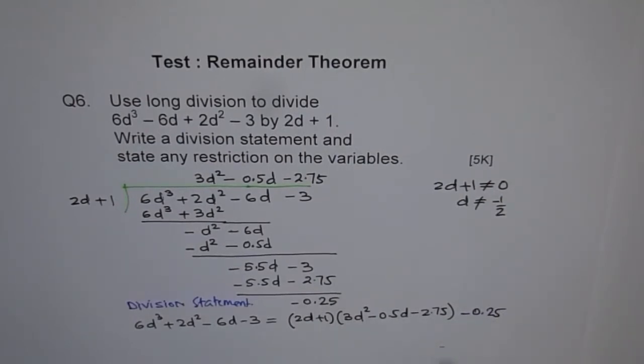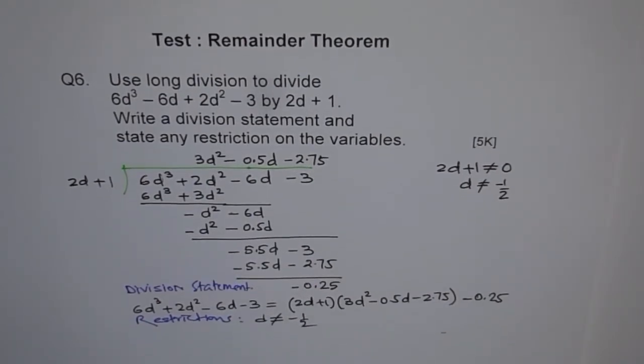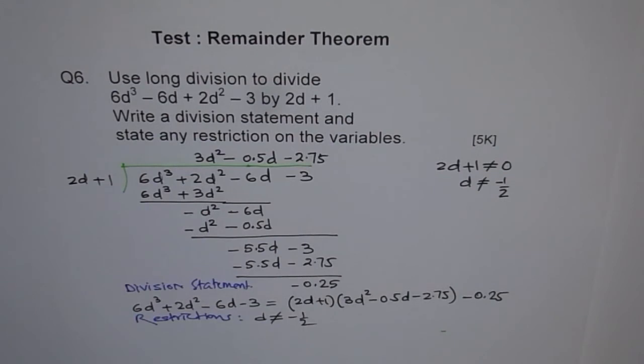That's what. And what are the restrictions? Restrictions are that d cannot be equal to minus half, right? So that's our solution. Have a good look at it. Okay? So don't be afraid of fractions or decimals. Sometimes you may have to put them there, okay? I hope you understand. Thank you.